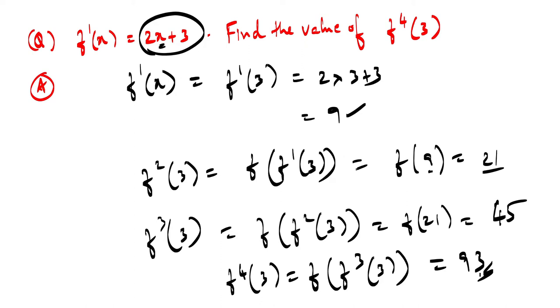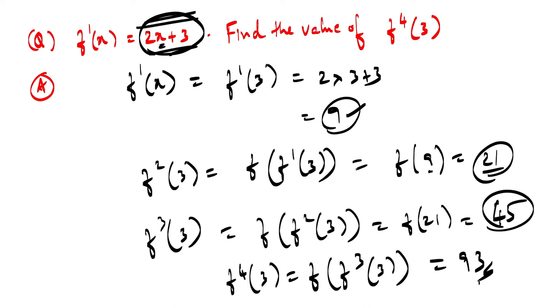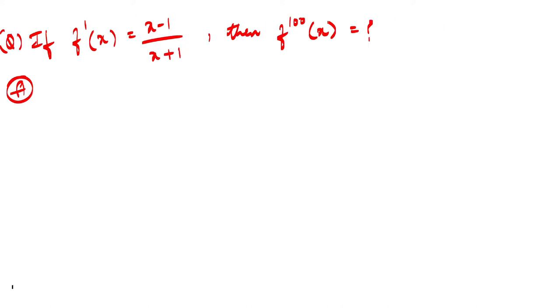Since this is the first time, I'm explaining each and everything. If you carefully observe, whatever you got, in the next step you are just substituting that. Here you got 21, and in the next step you're substituting 21. Here you got 45, and now you're substituting in 2x plus 3. So whatever the value of the previous step, you're substituting that value for the next step. Let's move on to the next one.